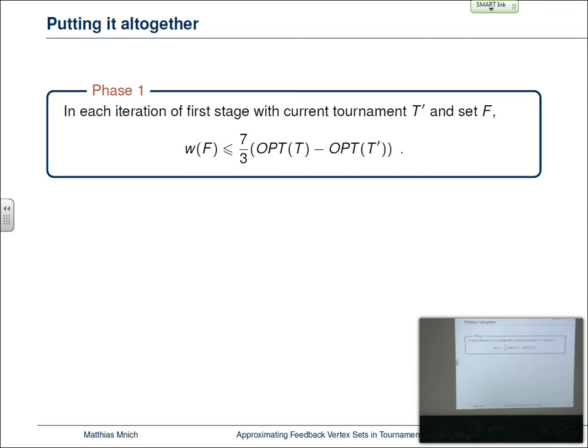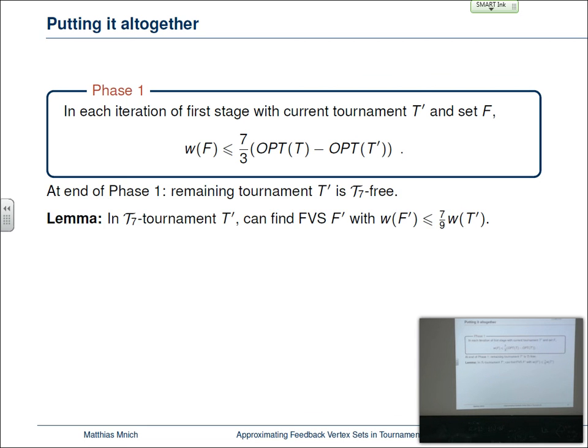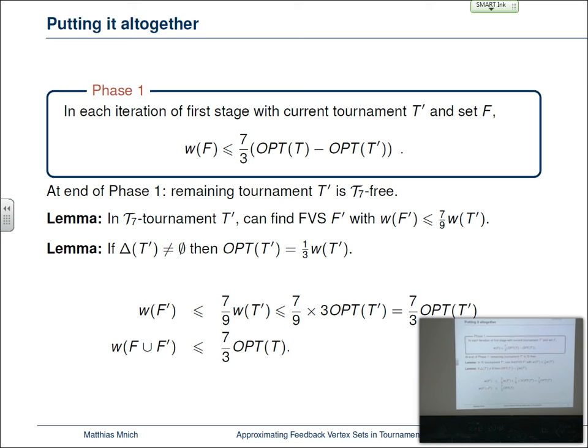Now we can put everything together. We already said that in the first phase of the iteration, we always have a decrease of at most 7/3 from the integral to the fractional optimum. At the end of phase 1, we are T7 free. We can find this feedback vertex set containing at most 7/9 of the total weight of the whole tournament. If no triangles remain, we don't have to do anything. If some triangles remain, we know that the weight of the optimum is exactly 1/3, and then you do the calculation and you get the 7/3 approximation.